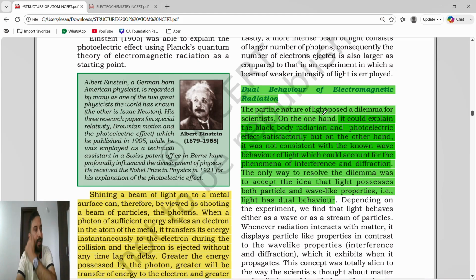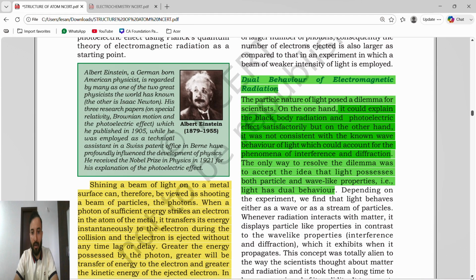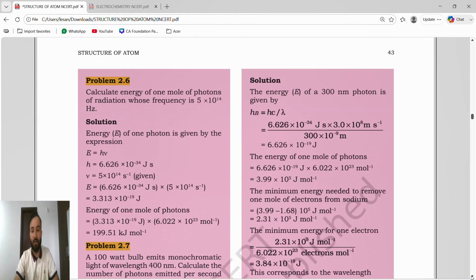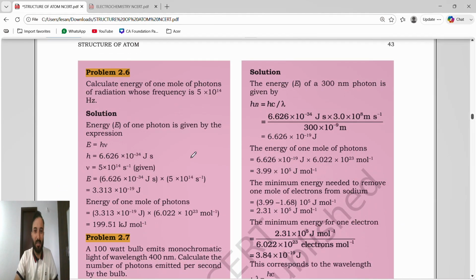So what they did, they said, no, now we cannot do this and we will not do it at all. The only way to resolve this dilemma was to accept the idea that light possesses both particle and wave-like properties. They said that light has dual behavior. Okay, how does it possess it, understand? Now guys, we will solve the problems, not your life problems, this problem. They said a very important and very easy thing.